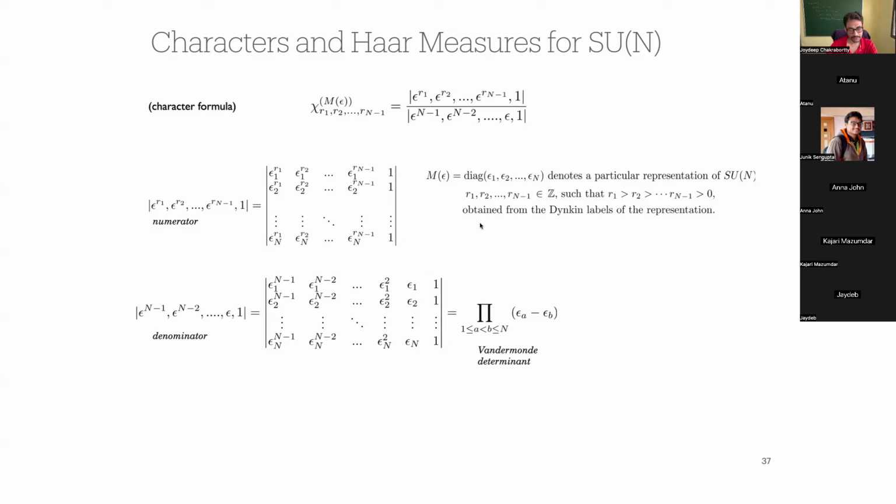Now, as I'm saying, there's a one-to-one correspondence between the representations and their characters. That means if I give you a group and I define some kind of representation, its character function should be unique. Now, if you look at this, you'll find that the epsilons, which are the property of this group, are there. The N for SU(N) is fixed.